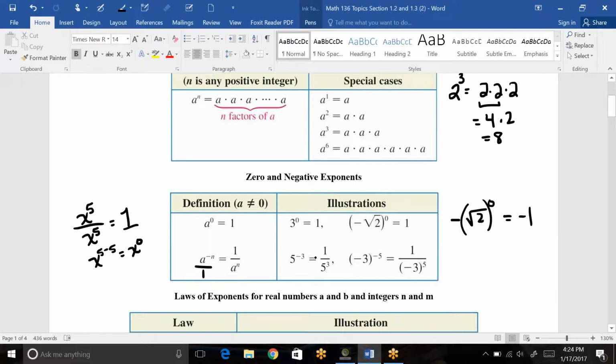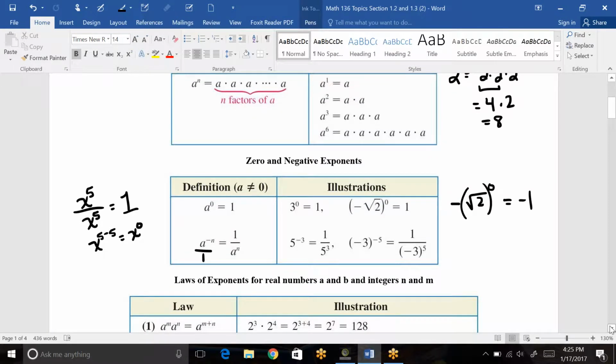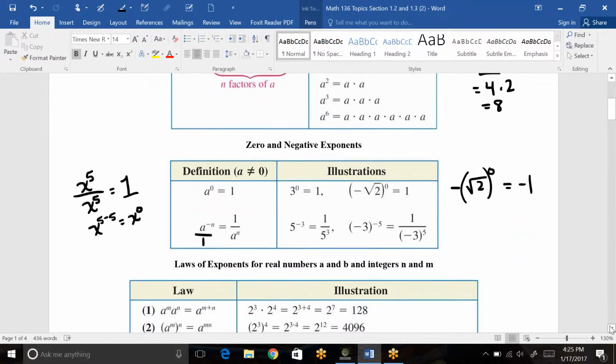So 5 to the negative 3 would be 1 over 5 to the third, and negative 3 to the negative 5 would be 1 over negative 3 to the fifth. Notice the negative 3 did not change signs. That's because the base does not get affected when you do this. It's only the exponent. So the base just stays the same base. The exponent moves the base with it and changes signs.